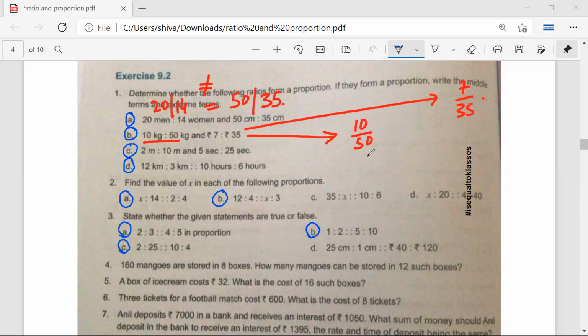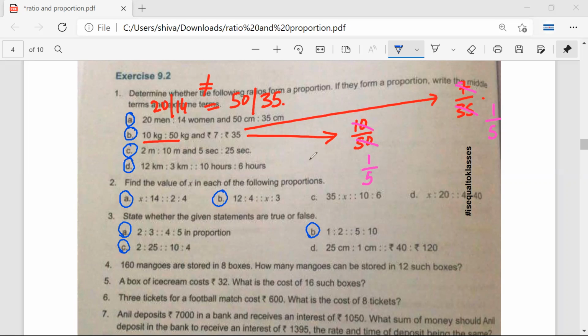Mr. Satya, any doubt? Sir, the 7 upon 35 will remain the same only. Why will it remain the same? We have to take the common divisor out. So the first ratio is 1 by 5 and the second ratio is also 1 by 5. Yes, sir. It is equal.